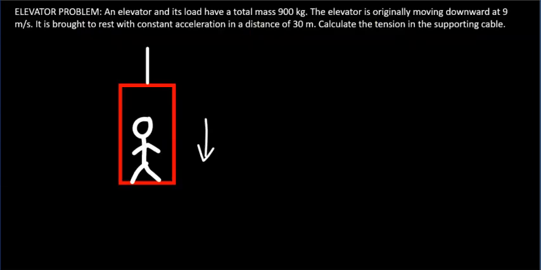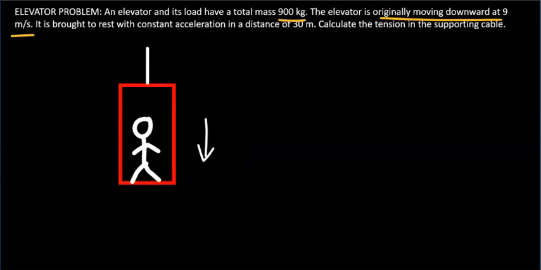In this video, we shall look at a few problems associated with force and motion. Elevator problem. An elevator and its load have a total mass of 900 kg. The elevator is originally moving downward at a speed of 9 meters per second, as indicated by this arrow.